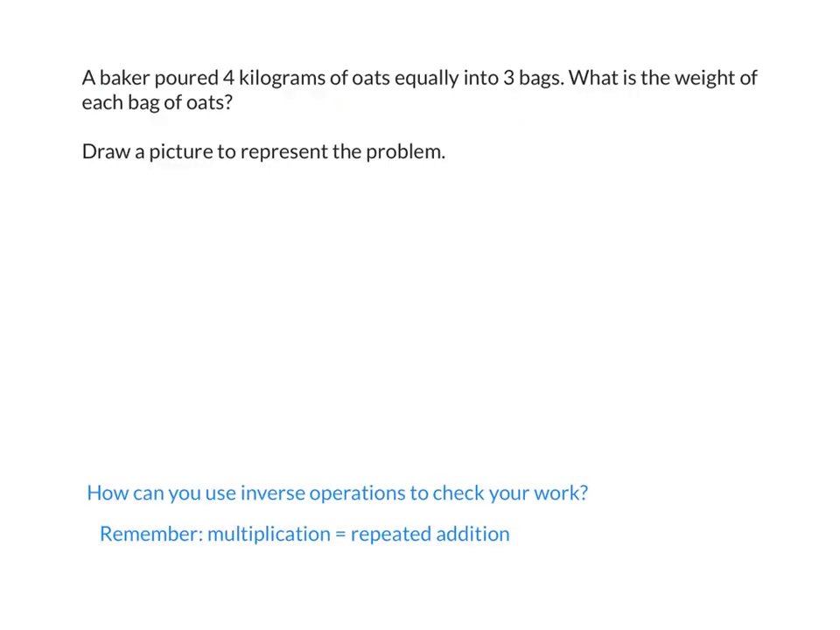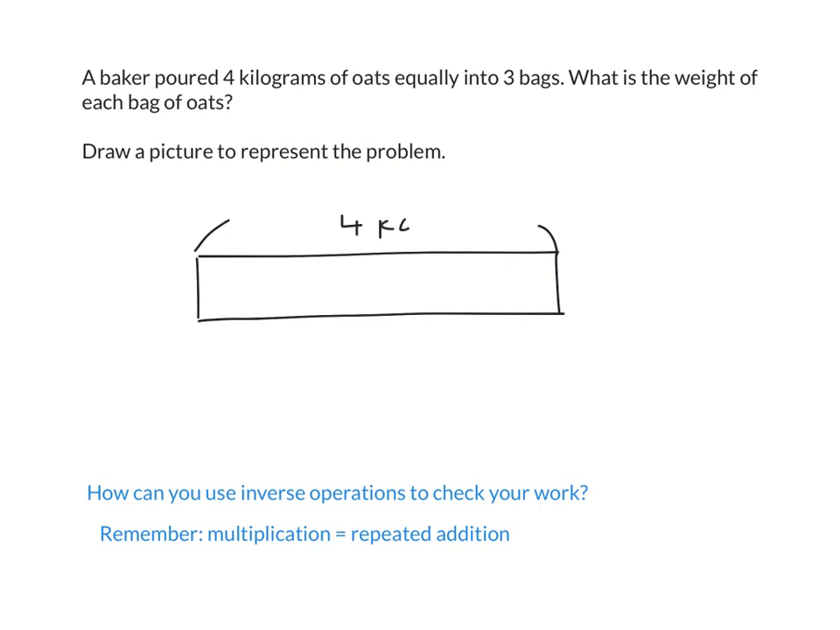Okay, here's a scenario, and we're going to draw a picture to represent it, okay? It says a baker poured 4 kilograms of oats equally into 3 bags. What is the weight of each bag? So if we draw a picture, we know that all together, how many kilograms of oats do we have? 4 kilograms. And I want to divide it equally into 3 bags. Here's one bag. Here's the second bag, and here's the third bag. We want to find out what the weight of one bag is.